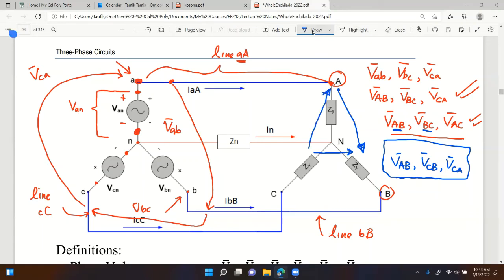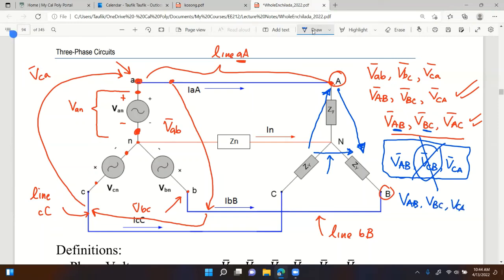So you can see clearly that the one that is not consistent is this one right there. So that is the CB. That one is not correct. It's not the correct naming. It's not consistent with the other two voltages. So the correct way would be from B to C, right? So it's going to be VAB, VBC, VCA.